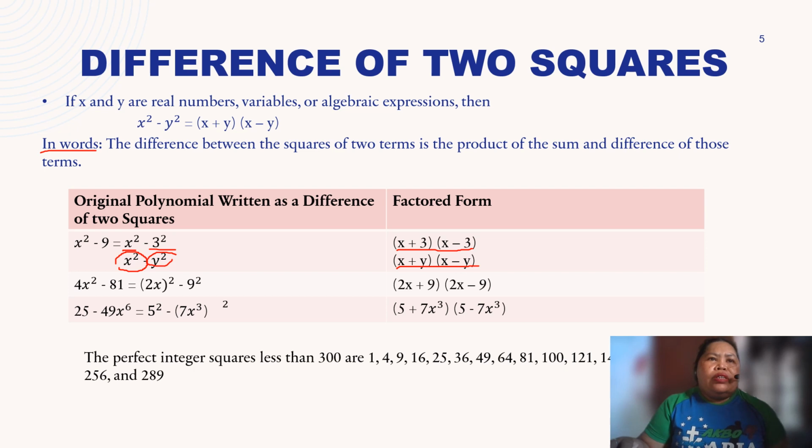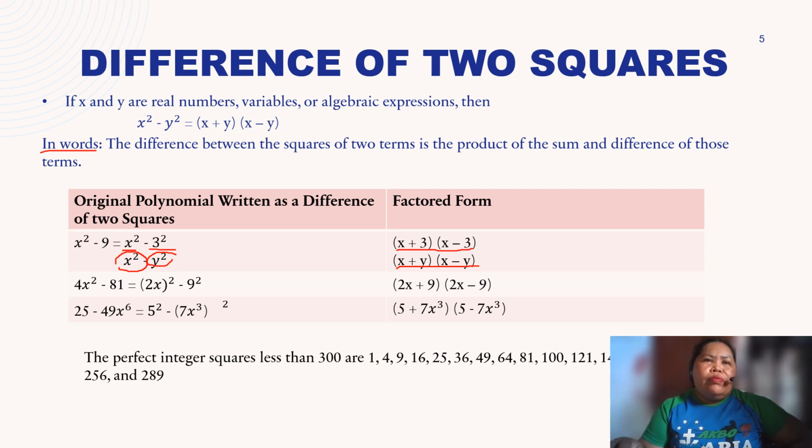Then we have 4x squared minus 81. 4x squared becomes (2x) squared, and 81 becomes 9 squared. So if we factor it, it becomes 2x plus 9 and 2x minus 9.